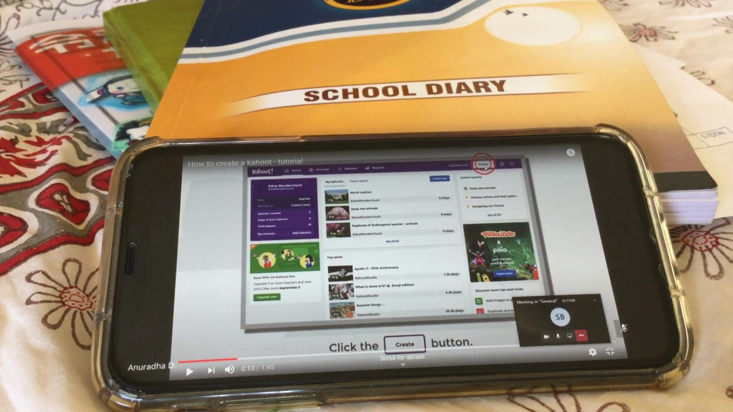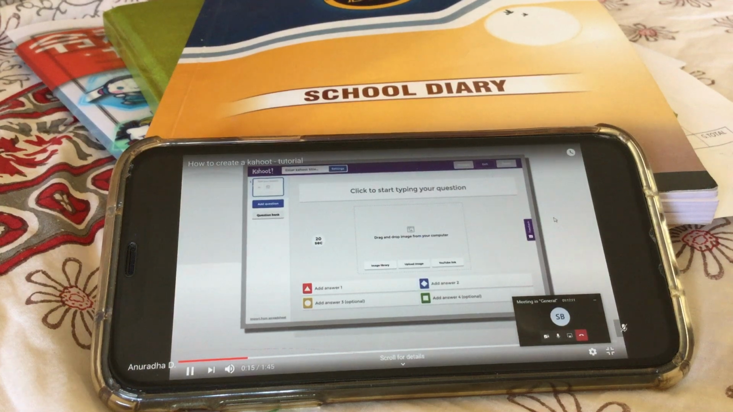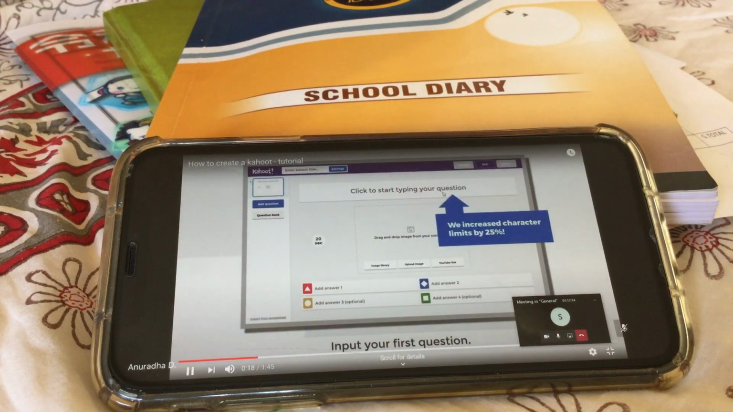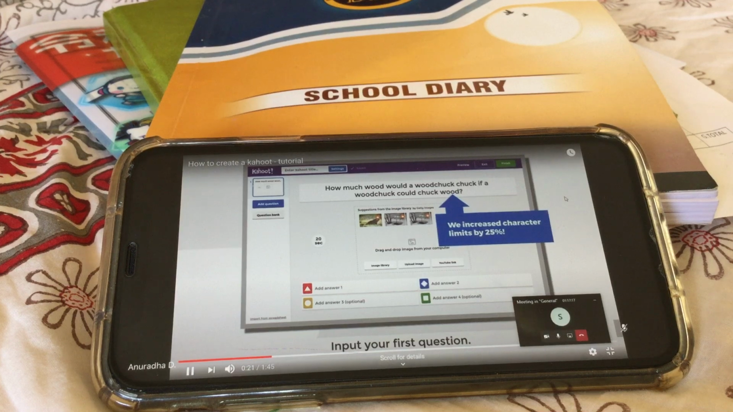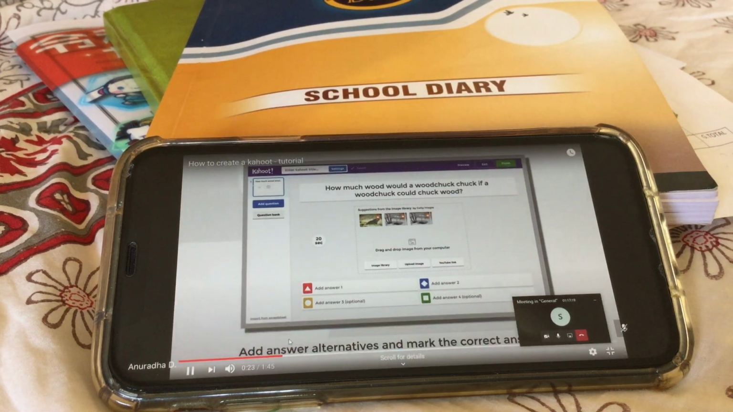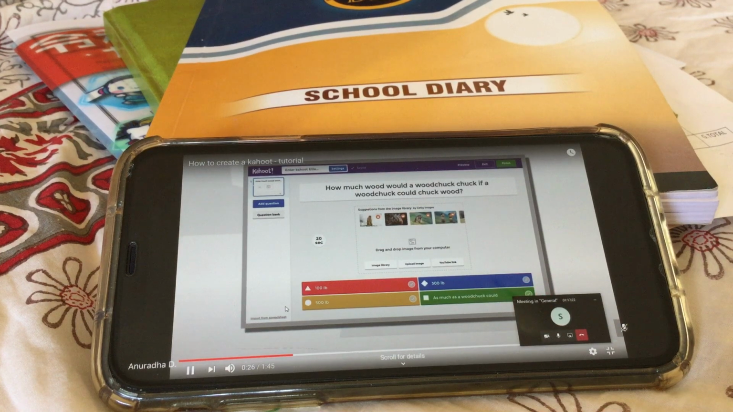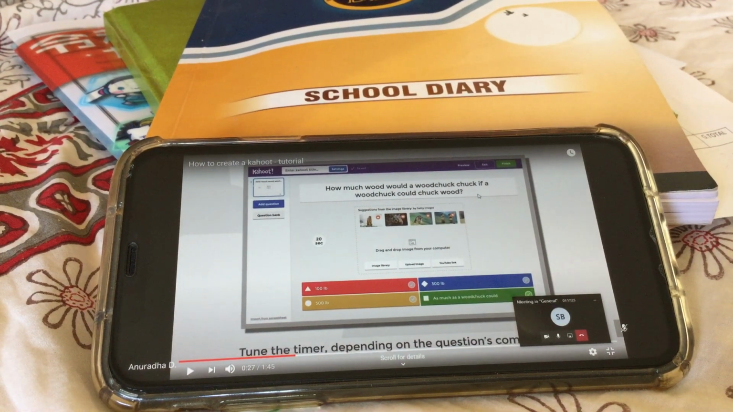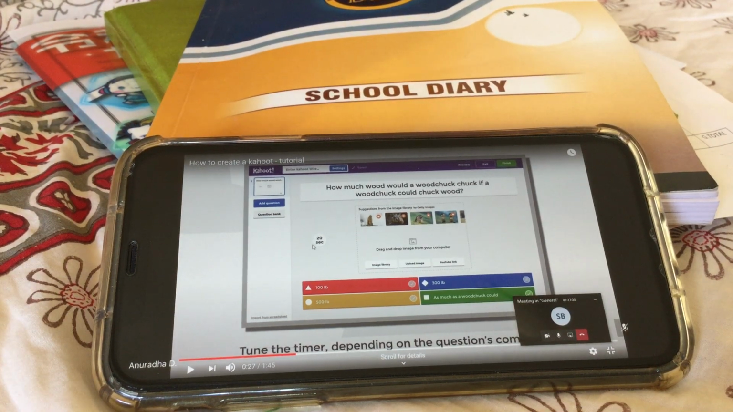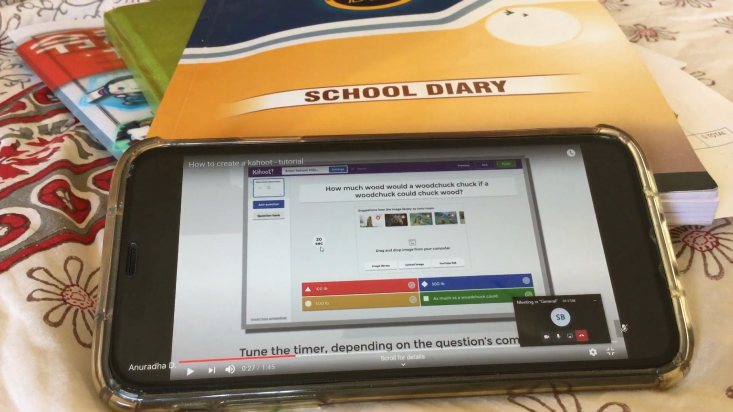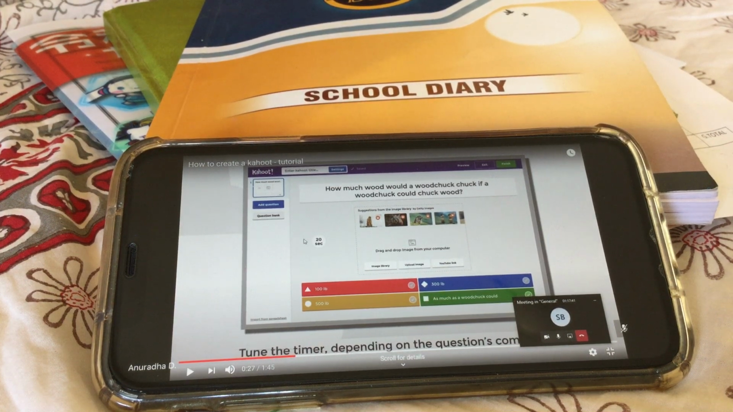So we'll continue with the video, to see how to create. Please watch. A question is typed and then the answers are given. Now it is also possible for you to set the time for it. For this question, 20 seconds is enough. Otherwise, it is possible to have 5 seconds or 2 minutes. However you want, you can keep it.